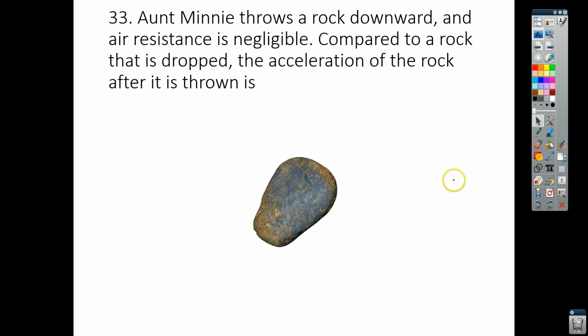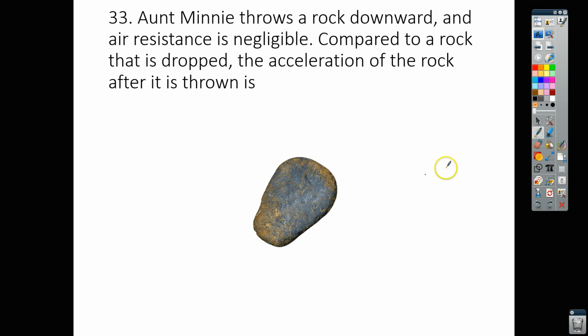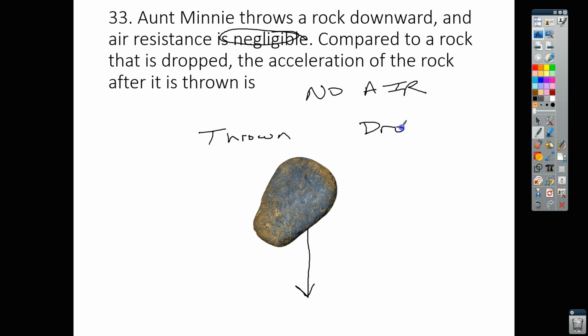It is number 33. Aunt Minnie throws a rock downward. So this rock we're going to throw in a downward direction, and air resistance is negligible. That means that there is no air resistance, or so little we don't care, compared to a rock that is just dropped. So we're going to throw one rock, and we're going to drop another one.